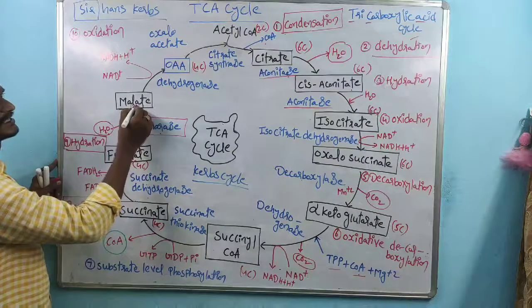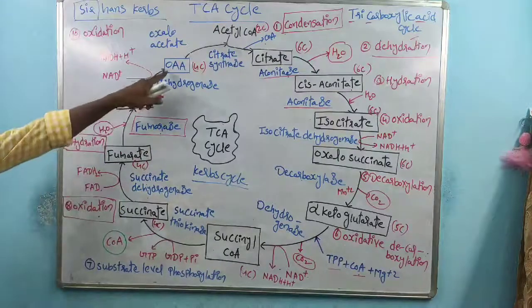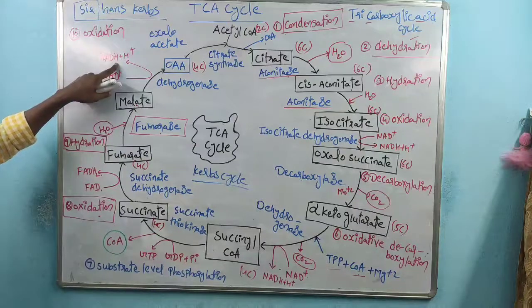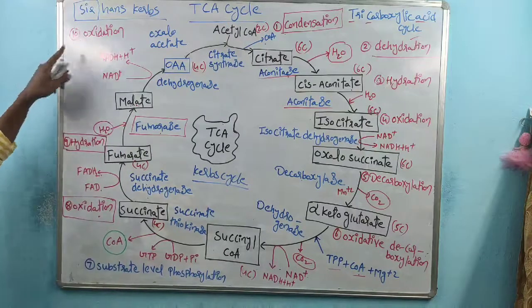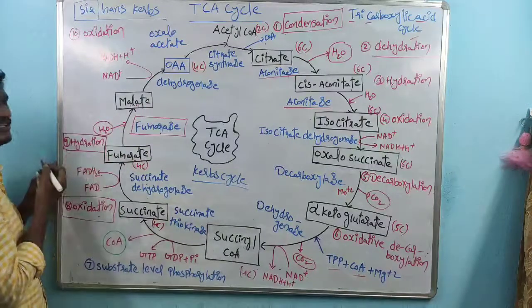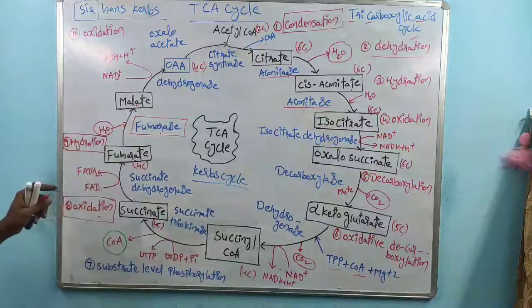Then the malate is converted into the oxaloacetate. This is one of the oxidation reactions, the removal of hydrogen atoms, right? Oxidation reaction. So here the enzyme is malate dehydrogenase. The malate is converted into the oxaloacetate, right?